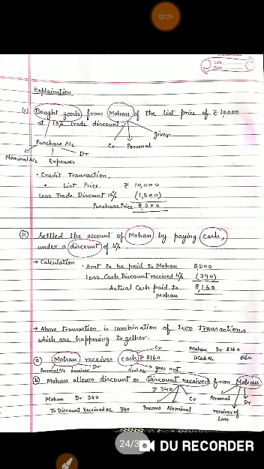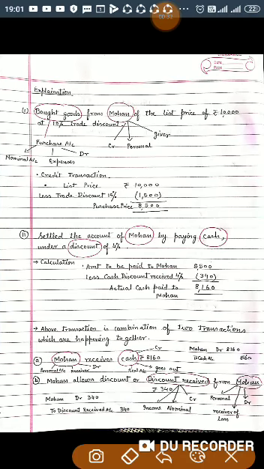This is the first transaction: bought goods from Mohan of the list price of rupees 10,000 at 15% trade discount. First of all, we can say that this is a credit transaction because cash is not mentioned anywhere. It is not a cash transaction. Bought goods from Mohan, so the business is purchasing goods from Mohan.